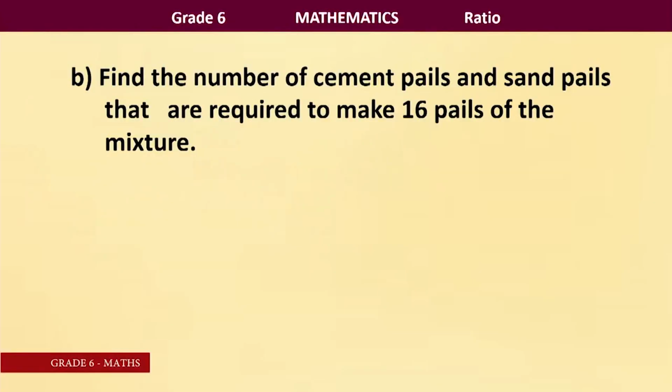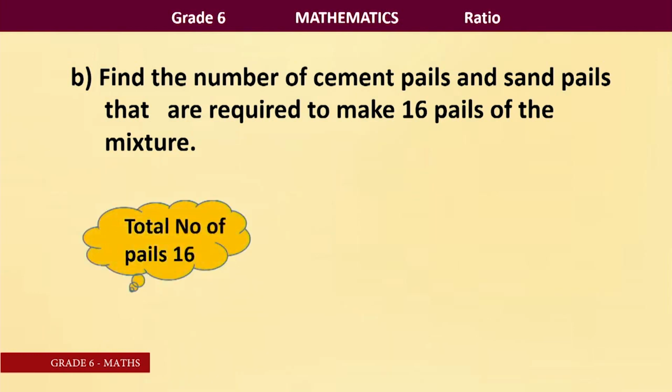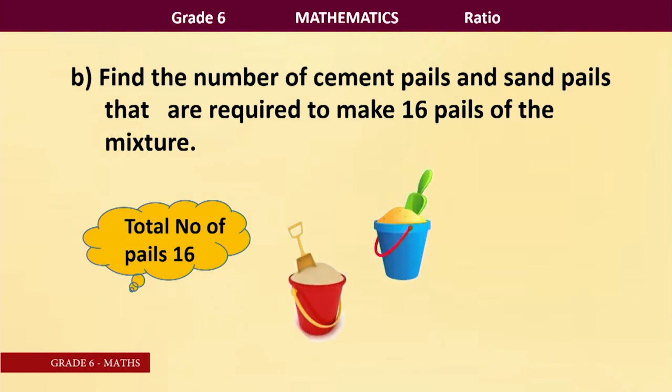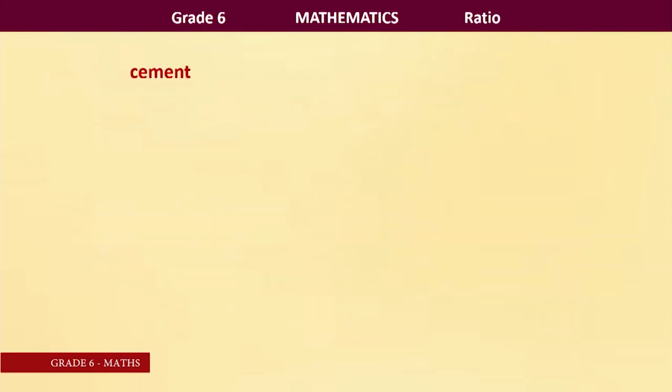What is it? Find the number of cement pails and sand pails that are required to make 16 pails of the mixture. Now the total number of mixture is given. Total number of pails is 16. You should find out the number of cement pails and the number of sand pails. Then think a little bit how you can get the answer. I can help you. Then look at this picture.